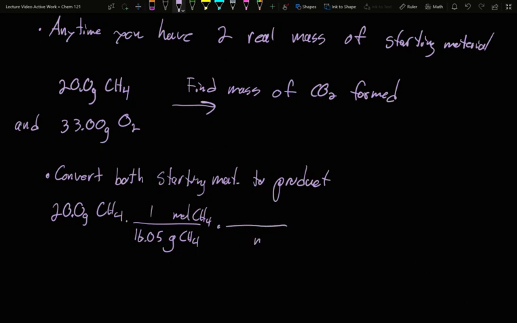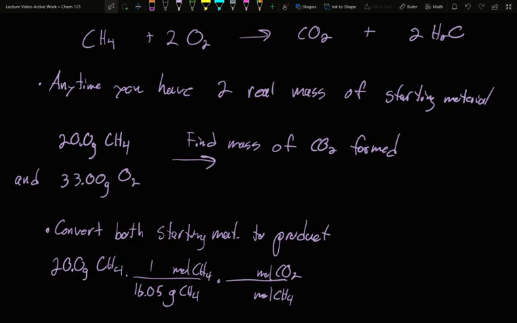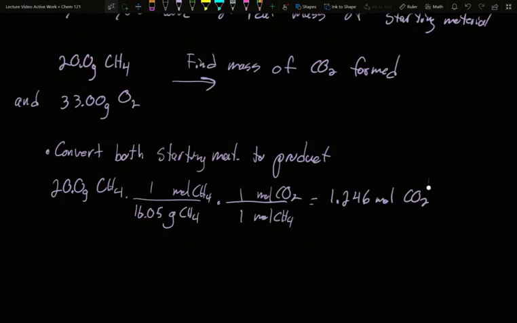I can then get out of mole CH4 and into mole CO2. My balanced reaction up above lists that as 1 and 1. And so 1 to 1. And then, well, actually I can just stop there. What this does is this tells me how much product my methane can produce. What is the maximum amount of carbon dioxide that my methane would be able to produce? What we find is that it is 1.246 mole of CO2.